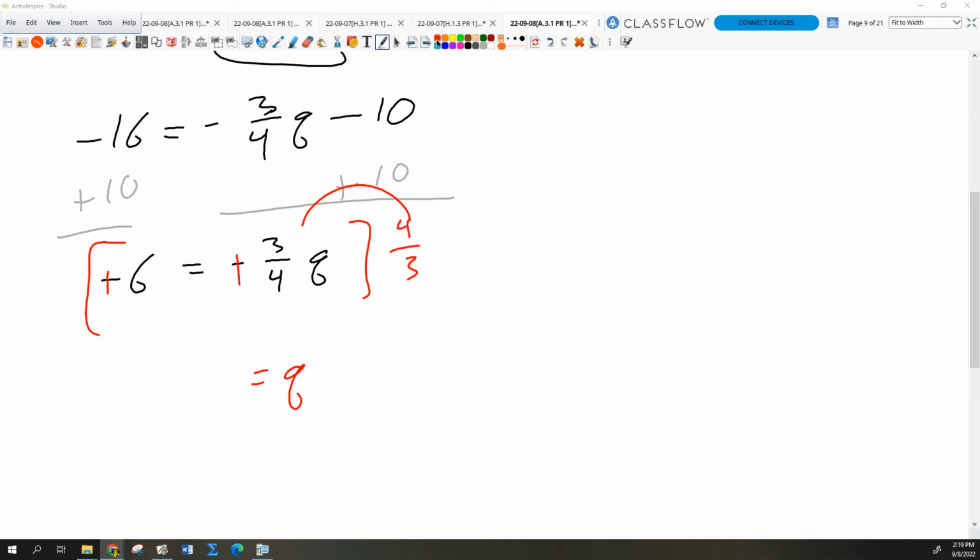What's that going to give me? I'm going to get 8, aren't I? I'm going to get 24 over 3, because 6 is the same as 6 over 1. Everybody agree? So 24 over 3 is just 8, and there it is. Okay, good stuff.